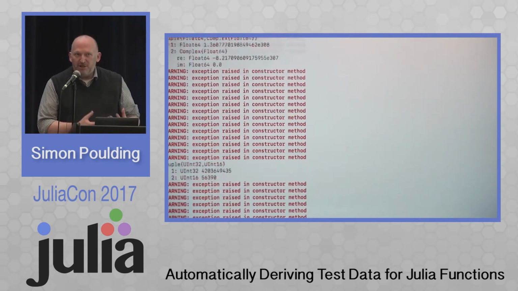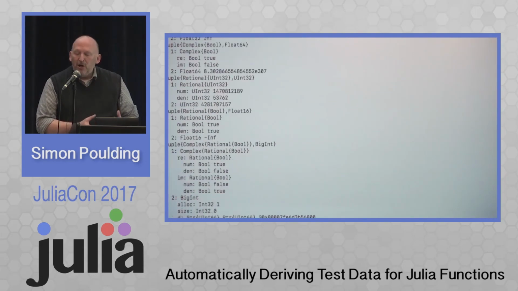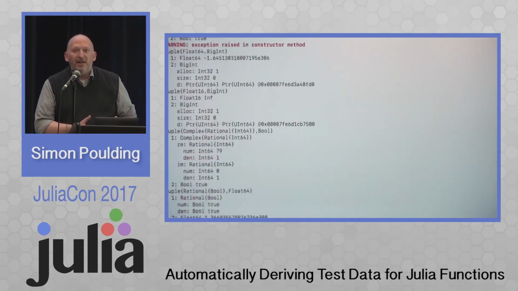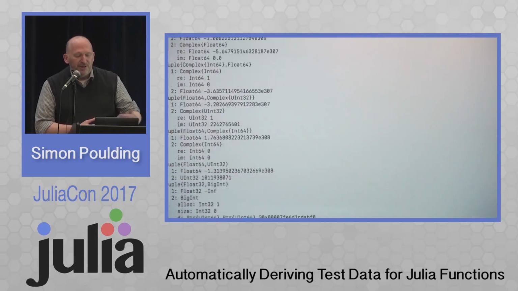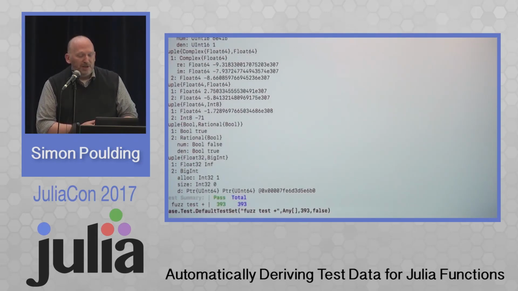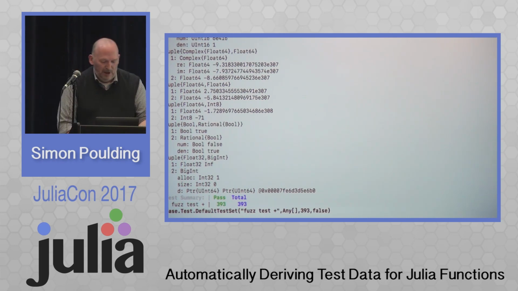And here again, the same process is happening such that it learns from where the constructor methods are failing and avoids passing certain values into those constructor methods. We can see the red warnings when that happens start to disappear. And in the end, in just a few seconds, we can test the add function with about 400 different random tuples of numbers.